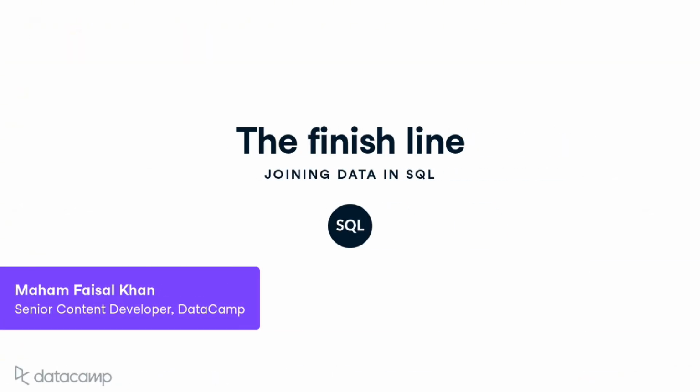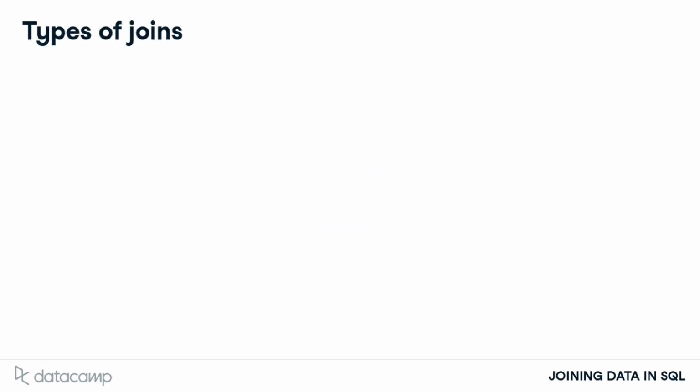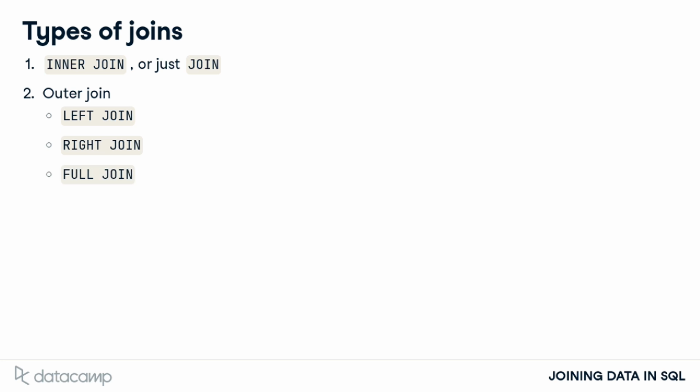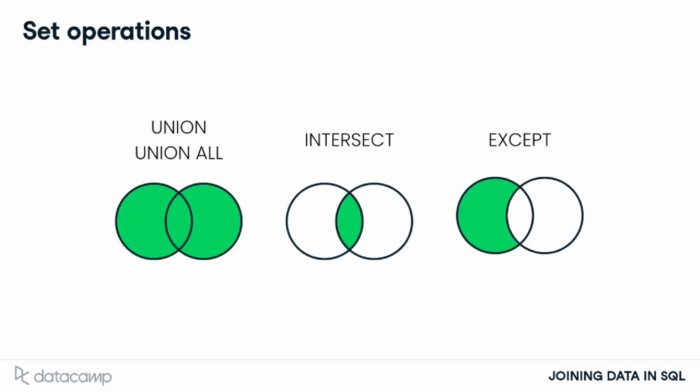Let's do a rapid roundup of everything we've learned. We talked a lot about joins. In SQL, a join combines columns from one or more tables in a relational database via a lookup process. We learned about inner join, left join, right join, full join, and cross join. We also learned about semi-joins, anti-joins, and self-joins. We also covered a different way of joining data in SQL, set operations.